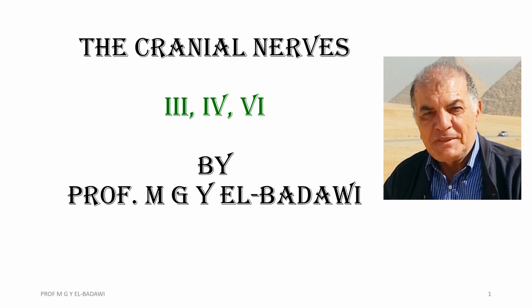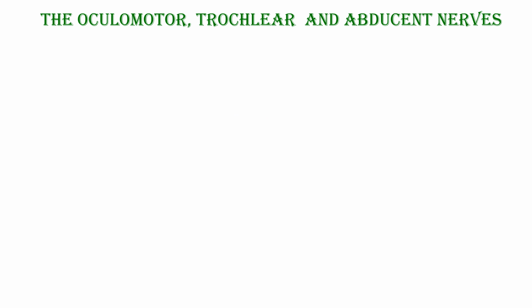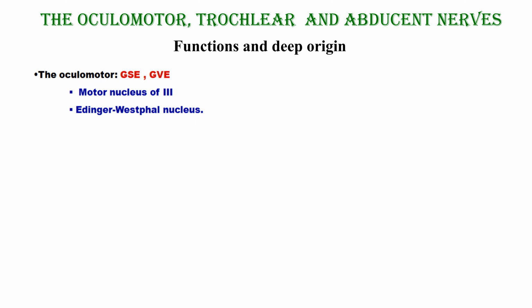Now, let's start by describing the third, the fourth, and the sixth cranial nerves. That is the oculomotor, the trochlear, and the abducent nerves. What will follow for these three nerves is to describe the functions and the deep origin. So starting with the oculomotor, the functions are general somatic efferent and general visceral efferent. That is the function of this nerve.